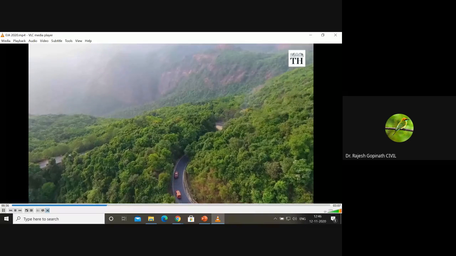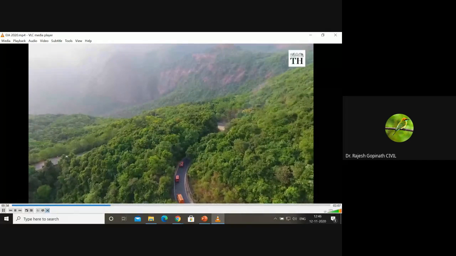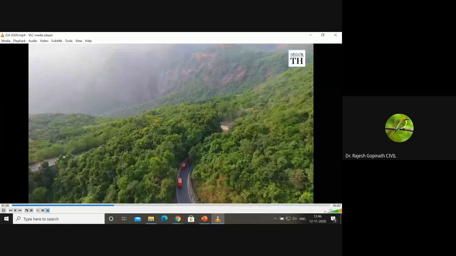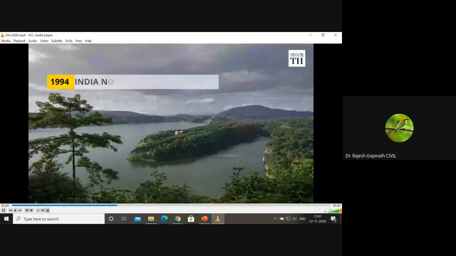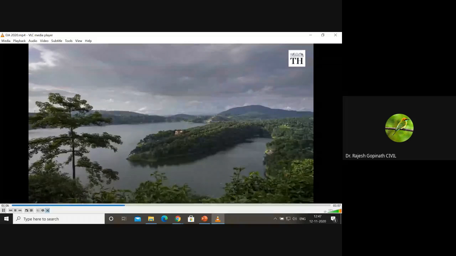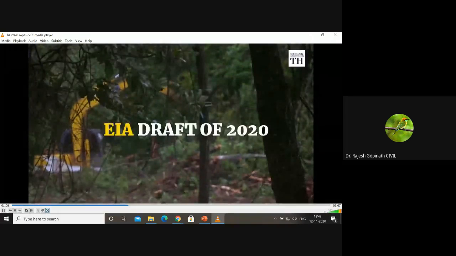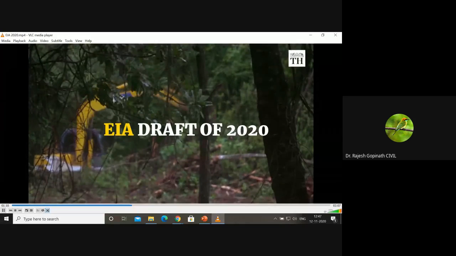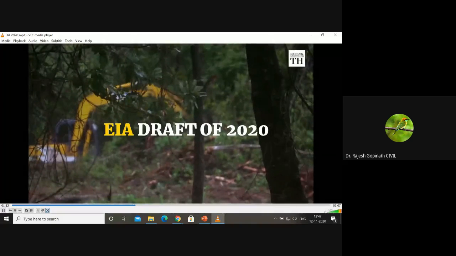EIA is a formal process in many countries and is currently practiced in more than 100 countries. India notified its first EIA norms in 1994. A new draft was introduced in 2020 but has been widely criticized for its problematic changes in rules.